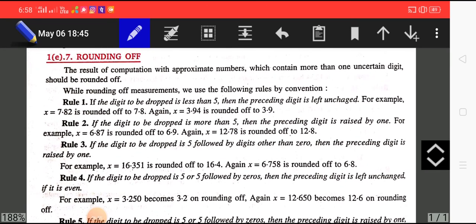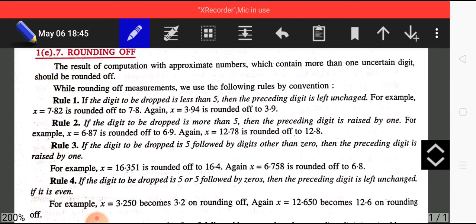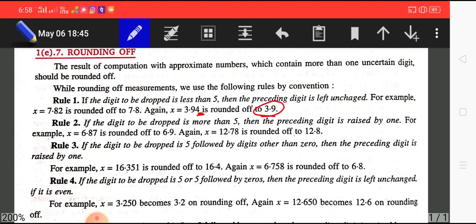And the second point is rounding off. Rounding off is something which you have been doing in previous classes too, but I'll give you an example in brief. For the digit to be dropped, for example in 3.94, 4 is less than 5, so we will not change 9, and it will remain 3.9. Likewise, in 7.82, as 2 is less than 5, 8 is not changed and it is rounded off to 7.8. On the other hand, if the trailing digit is greater than 5, like in 6.87, 7 is greater than 5, so 8 is increased by 1 and we round off to 6.9, and 12.78 is rounded off to 12.8.